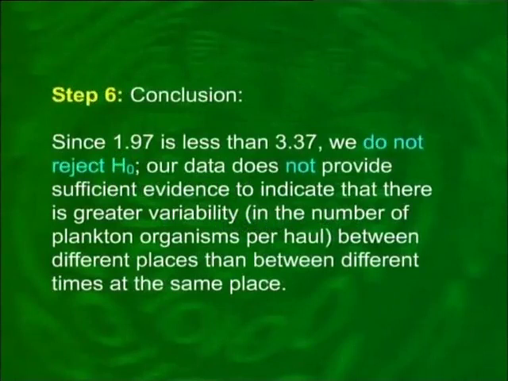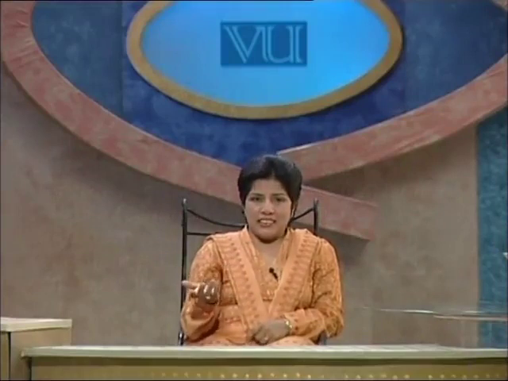And since our computed value, 1.97, is less than 3.37, therefore, we do not reject H0. Our data does not provide sufficient evidence to indicate that there is greater variability in the number of plankton organisms per hole between different places than between different times at the same place. Students, this is the method of testing sigma 1 square equal to sigma 2 square. Sometimes we might be conducting a two-tailed test and sometimes a one-tailed test, as you noticed in this example.